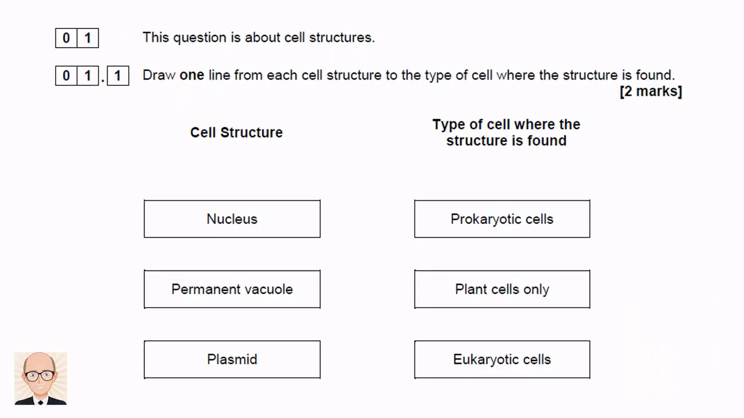This question is all about cell structures. We have to draw a line from the structure or organelle on the left to the matching cell type on the right. There are some important key terms here that we need to understand before we can answer the question.